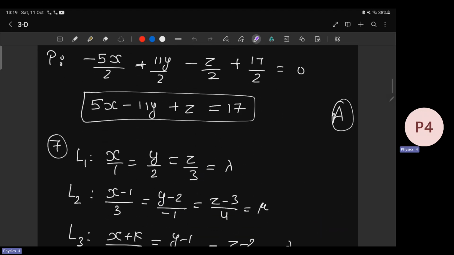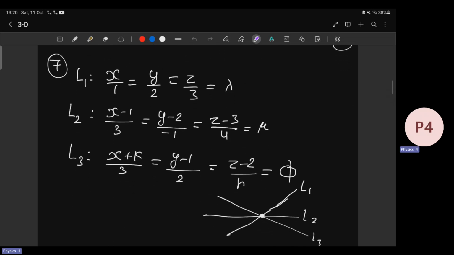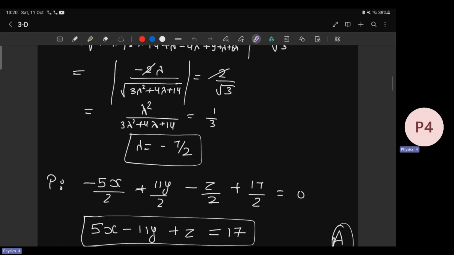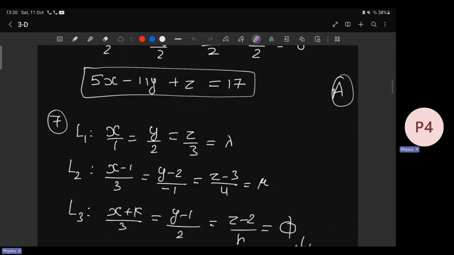I hope it is clear. These are the kind of questions JEE asks very frequently. JEE always prefers to ask questions which involve more than one concept. So here in this previous question, they have asked us about the family of planes concept as well as the distance of a point from a plane.